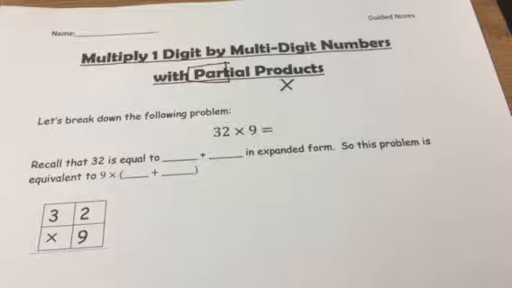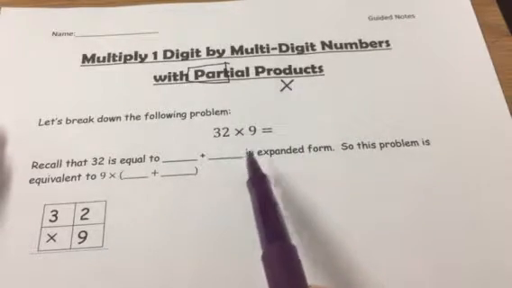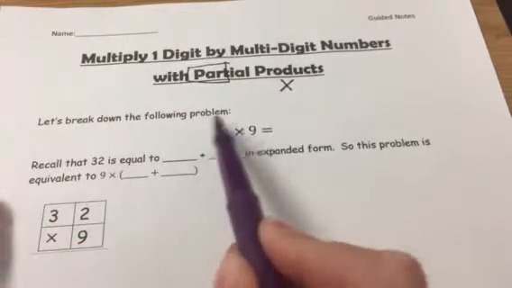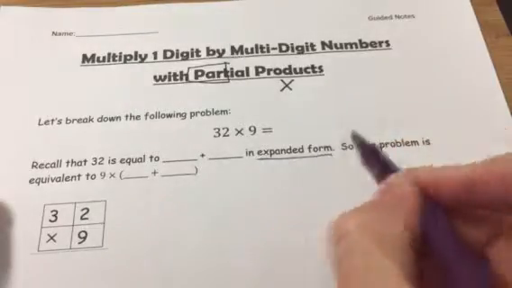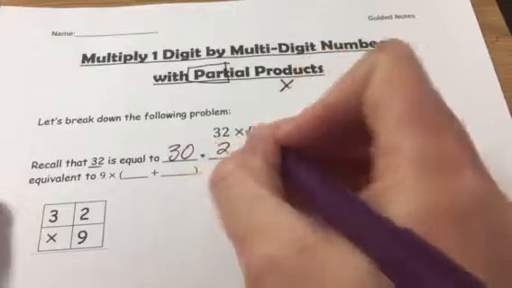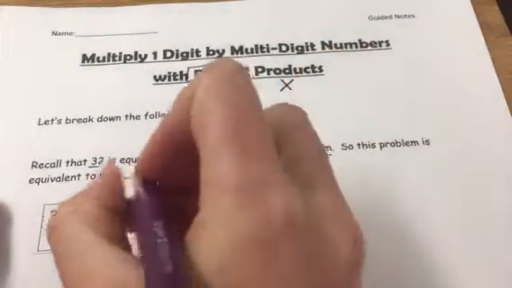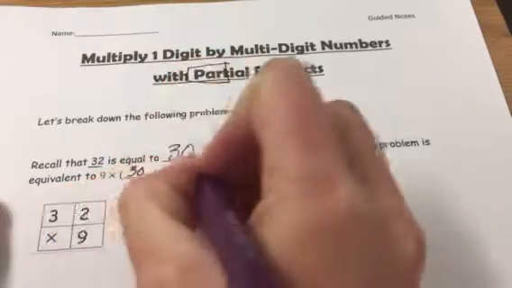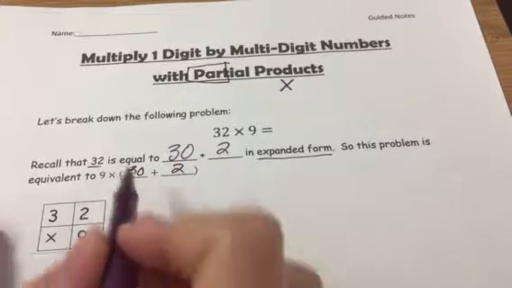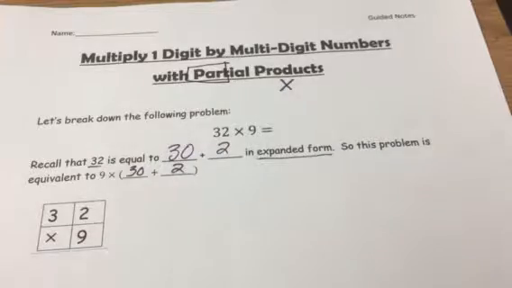Now, I really like this method because it really emphasizes our place values and strengthens your number sense as a result. So we're going to go ahead and break down our numbers into expanded form. If we take a look at 32, we know that's 30 plus 2, 3 sets of 10 plus 2 ones. So this problem is exactly the same thing as 9 times 30 plus 2. And we learned about the distributive property, which is really what's going on here behind the scenes with partial products.